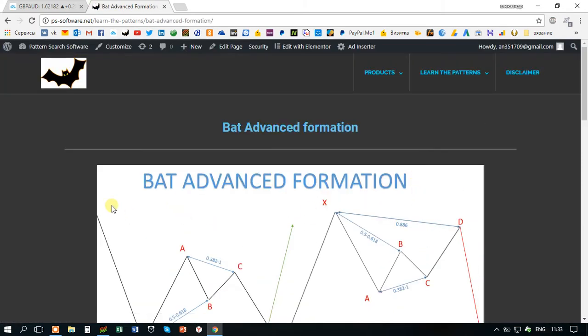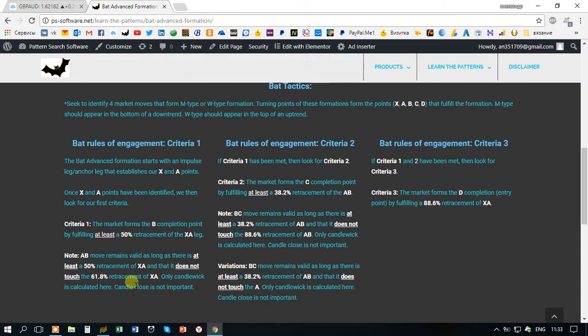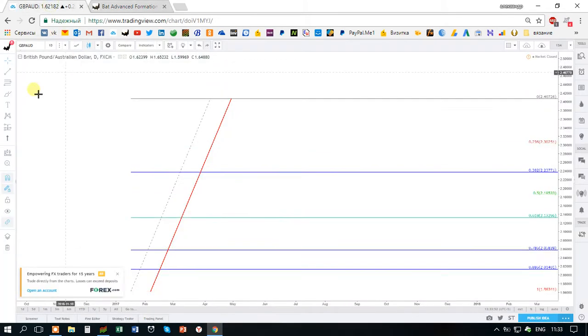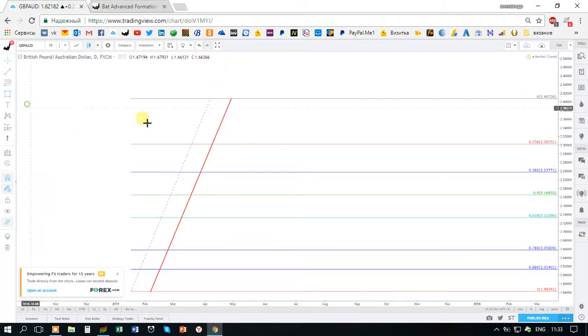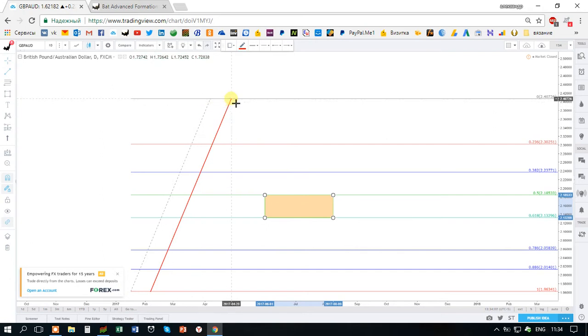It starts from Bat advanced formation, and it says that the B point is valid if it at least touches 50, but it shouldn't touch 618. Okay, so this is the range for a valid Bat pattern, 50 to 618. Agree? Yes, I think you agree. So if we have a retracement somewhere into this zone, then we have a valid Bat pattern.